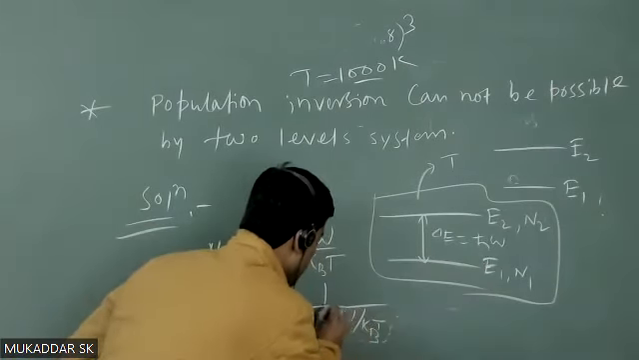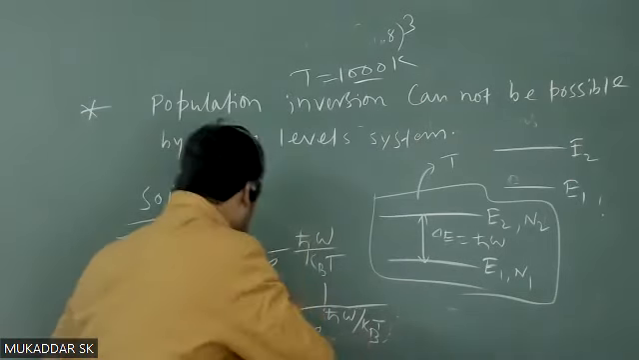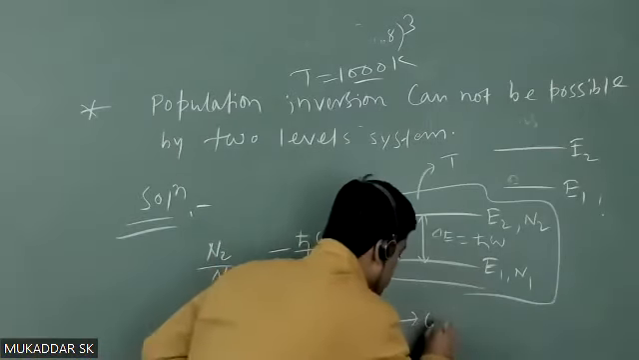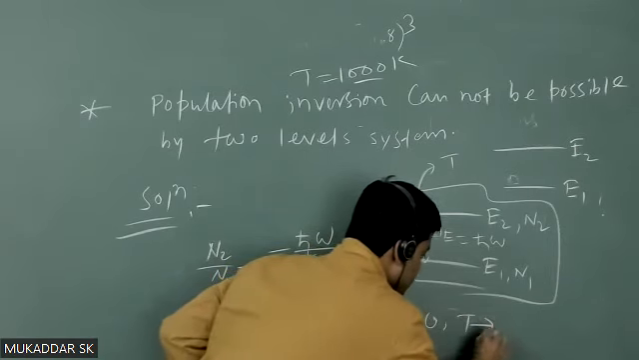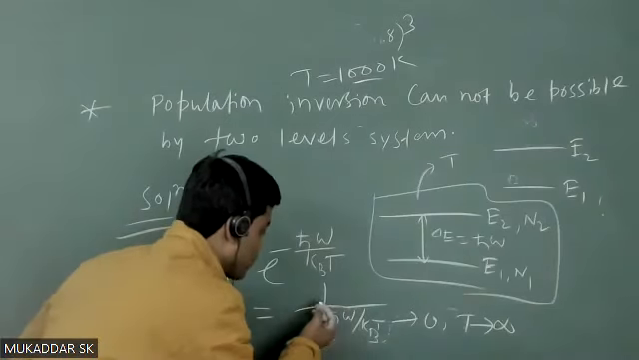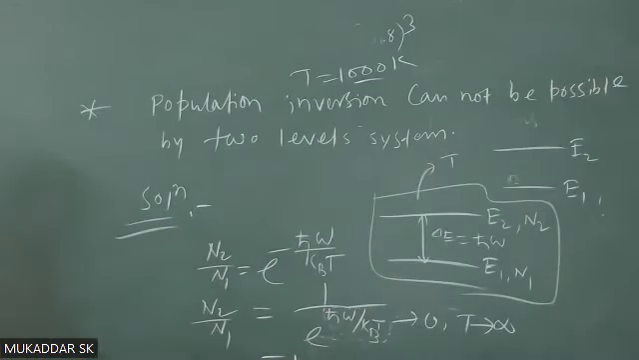When this power is least, only then your total term will be least, right? When this term is minimum, you will get n2 by n1 large. So the minimum value of this term can be 0, when the temperature of your system is infinity. At this situation, what will happen? That exponential of 0 is nothing but 1. So 1 by 1 will be how much? 1. So the maximum ratio of n2 by n1 that is possible is 1. So you can achieve maximum n2 equal to n1.